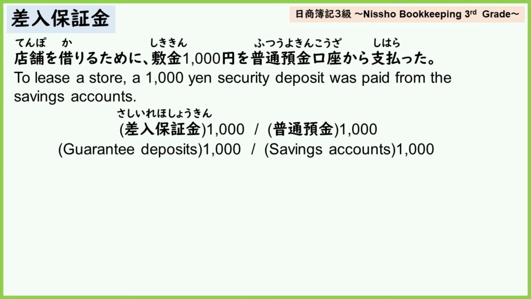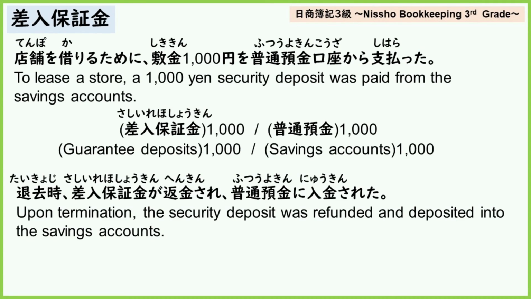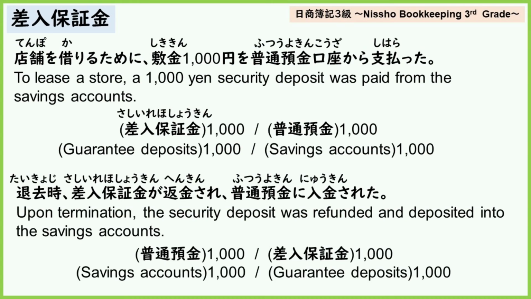Let's now look at the journal entry for when the security deposit is refunded. Upon termination, the security deposit was refunded and deposited into the savings accounts. The journal entry is debit, savings accounts 1,000. Credit, guarantee deposits 1,000. Since guarantee deposits disappear, it is recorded as a credit.